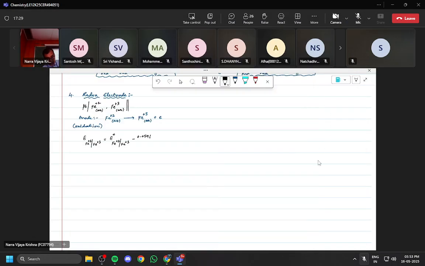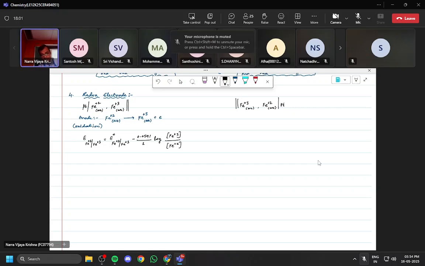0.0591 upon 1 into log of concentration of Fe+3 upon concentration of Fe+2. Done. Simple. If the same thing is used as cathode, then shall I represent it in this way? Fe+3 aqueous, Fe+2 aqueous. So I am taking a salt bridge here, interface with platinum.